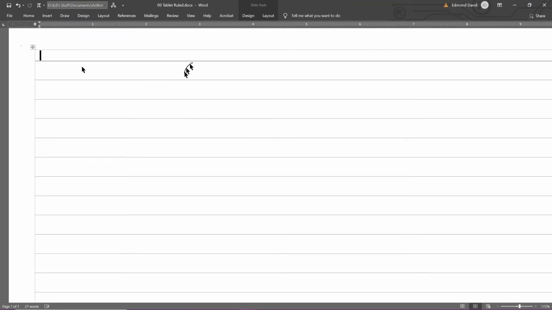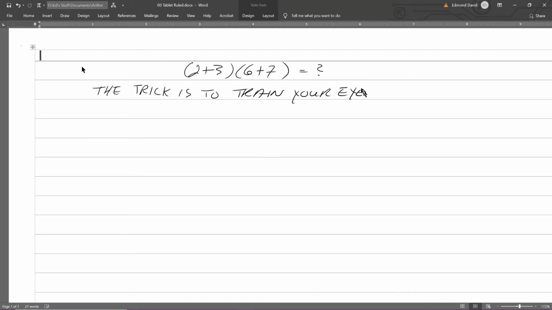Now, let's try something more challenging. What can we do with the group 2 plus 3 times the group 6 plus 7? The trick is to train your eye. When you look at the parenthetic group 2 plus 3, of course you see 2 plus 3. But at the very same time, you must see just the number 5. The parentheses mean the entire group can work like one number.